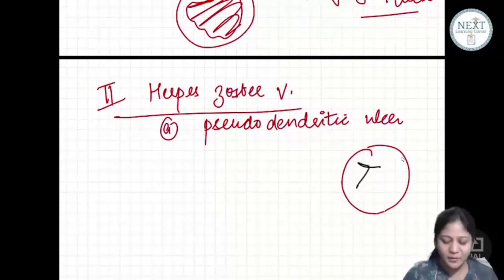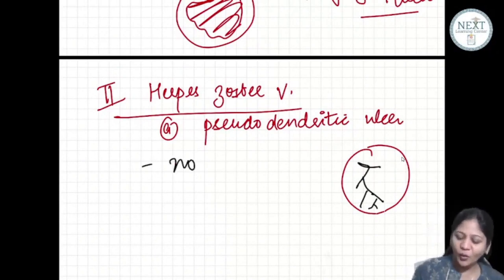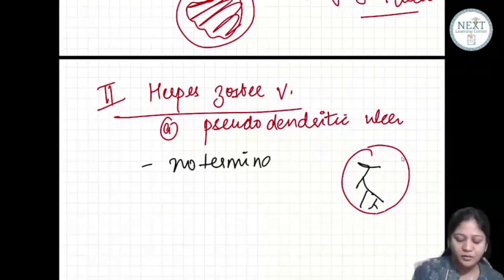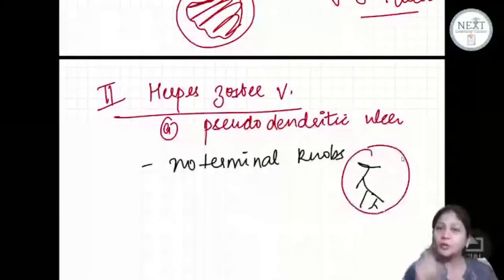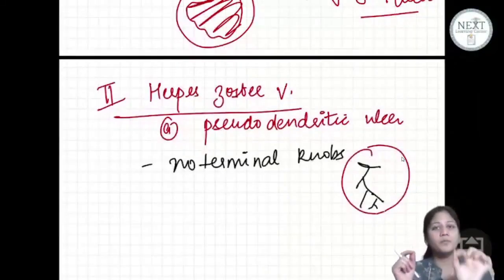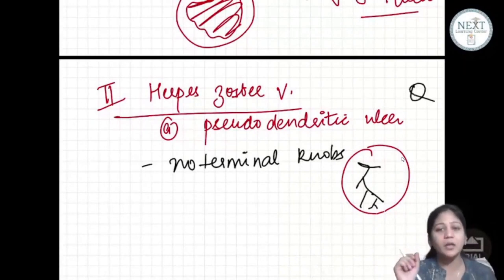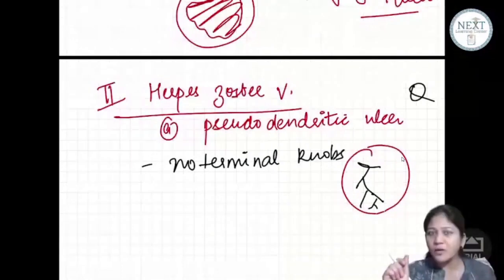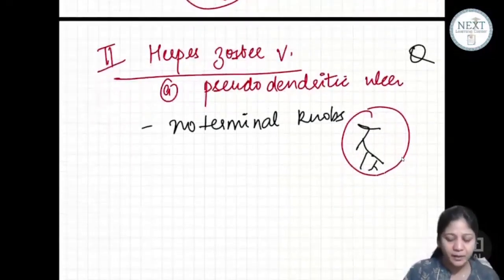Pseudo means that it has branching pattern, but what does it not have? What does it not have? No terminal knobs. Very good. The terminal knobs are absent. Very good. Okay? True dendrites were having knobs, but pseudodendrite does not have a knob. So this is a very important question. Simple. Pseudodendritic ulcer is caused by, answer is herpes zoster virus. Okay child? Very simple.